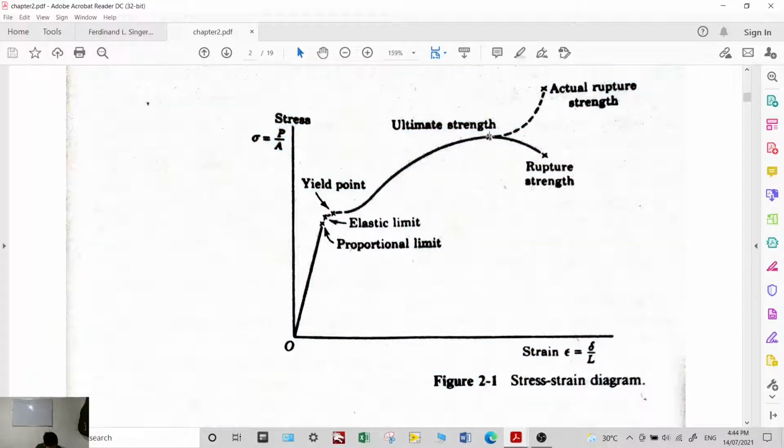Okay? So the ultimate strength, it is the point wherein this is the maximum stress or maximum force that the material can handle, and then beyond this one, the material will now eventually break or fail. Okay, so that is how a material behaves. Okay, of course, this is for elastic material, mga steel.